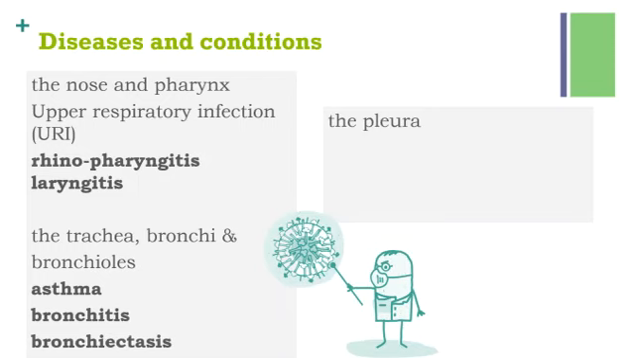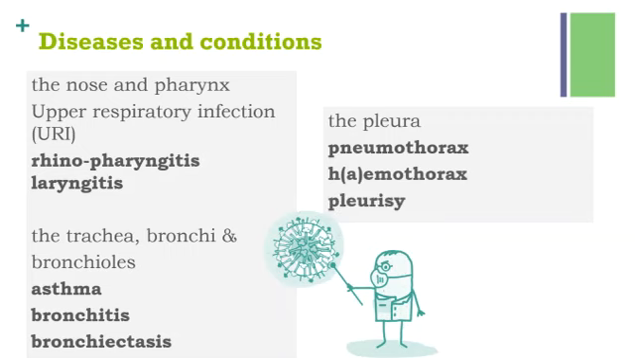Among various diseases affecting the pleura, we can name pneumothorax, where the pleural cavity is filled with air, hemothorax, where the pleural cavity is filled with blood, and pleurisy, which is the inflammation of the pleural membrane. Now we're going to focus on lung diseases.